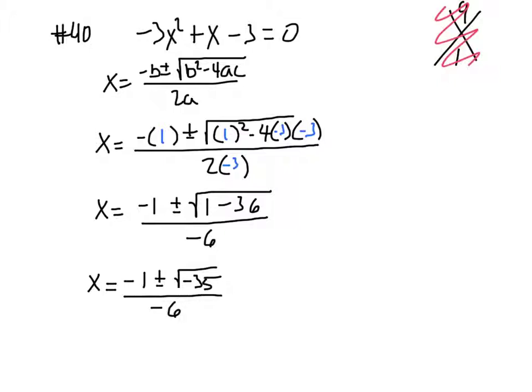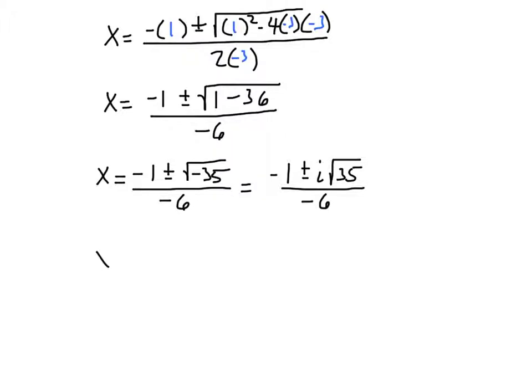All right, we got a square root of a negative number. What do we do? Pull an i out. That means we've got to rewrite this as a complex number, right? Real number plus or minus the imaginary number. So we take -1 over -6 plus and minus i square root of 35 over -6.